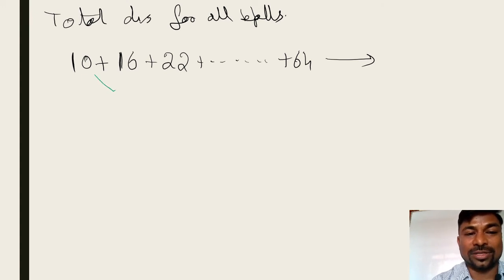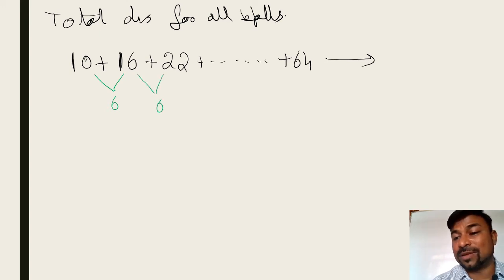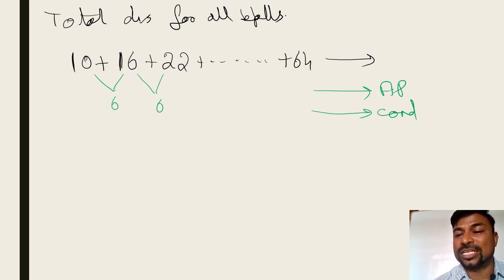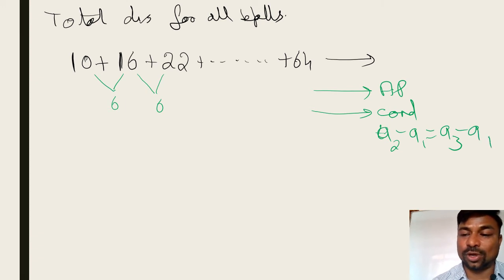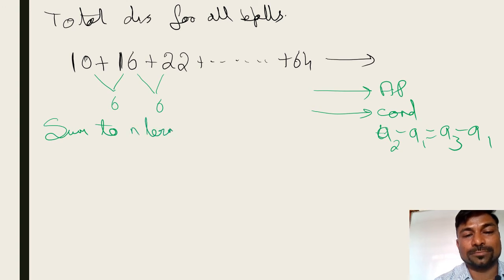If you check it out, the difference between them is 6. The difference between them is 6. Shall I say it is an AP? Yes. Why? Because it's following the condition. What is the condition there? Shall I say A2 minus A1 is equal to A3 minus A2? Yes. As it is following the condition, we are going to use the formula, sum to n terms. So let's write the formula for the sum to n terms of an AP.